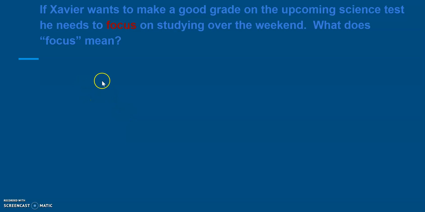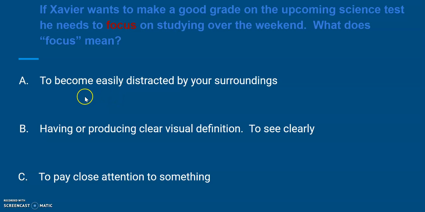If Xavier wants to make a good grade on the upcoming science test, he needs to focus on studying over the weekend. What does focus mean? Let's look at our choices. If Xavier wants to make a good grade on the upcoming science test, he needs to become easily distracted by his surroundings while he's studying over the weekend. Well, that's not good. That's definitely not good studying.